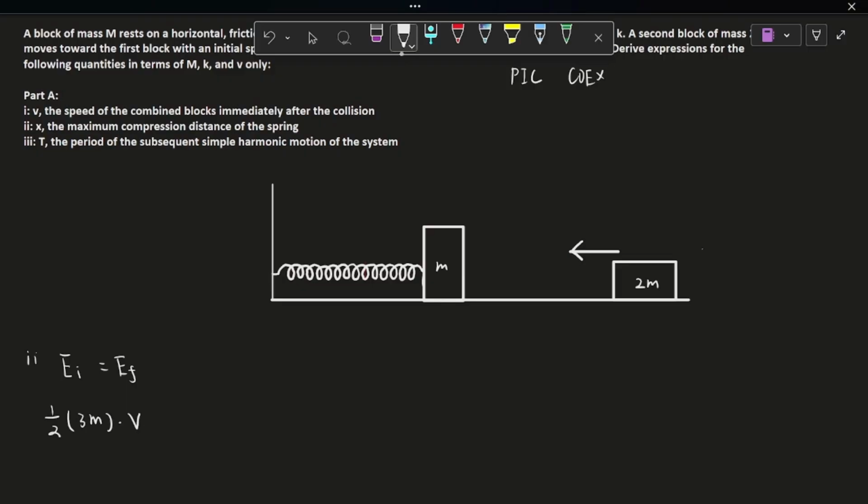times v2 squared. The v2 we solved in the last part, and it's equal to, at its final state, the maximum compression distance of the spring, right? Which means the spring has been compressed to around about here, and the blocks are no longer moving. So at that moment, the only mechanical energy left will be the spring potential energy. So this is equal to 1/2 k, the spring constant, times delta x squared.